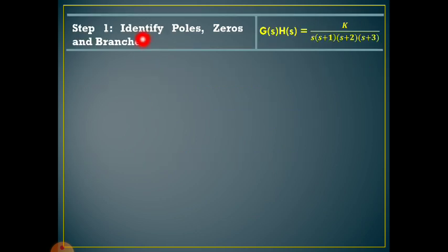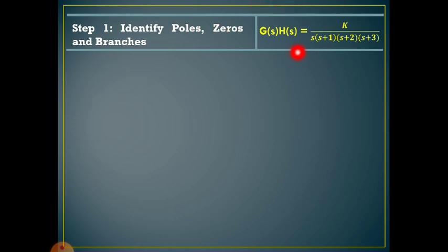Step 1 is identify poles, zeros and branches. So now what are poles, what are zeros and what are branches? Here we have our open loop transfer function which is having a numerator and denominator. The roots of the denominator of the transfer function are called as system poles. The roots of the numerator of the transfer function are called as system zeros.